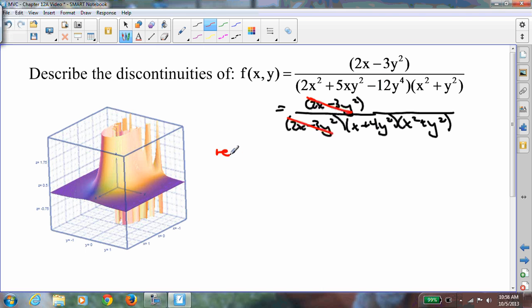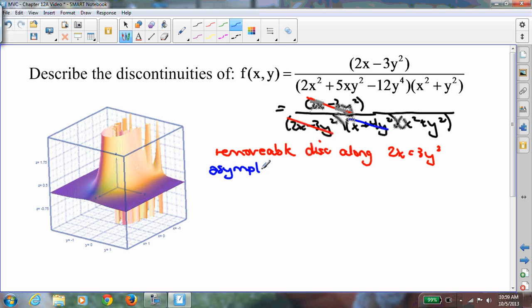So I have this removable discontinuity along 2x equals 3y squared. And you can kind of see from the graph how I have this gap there. Now I also have the x plus 4y squared. So that is an asymptote along the parabola x equals negative 4y squared. And also you can kind of see that from the graph.